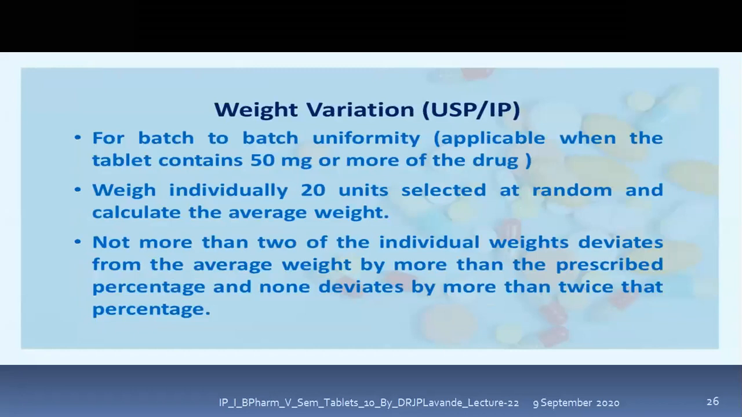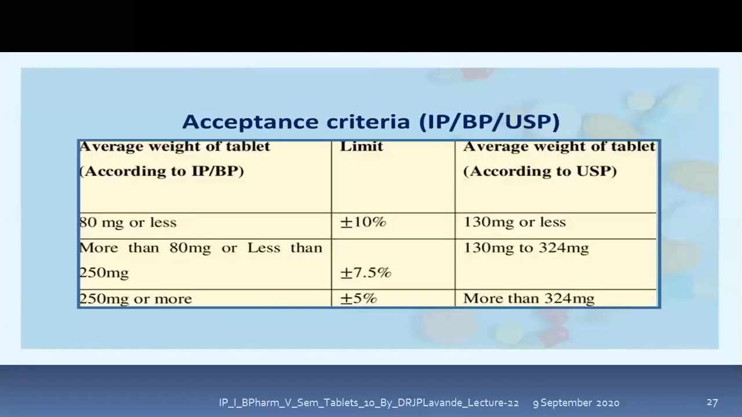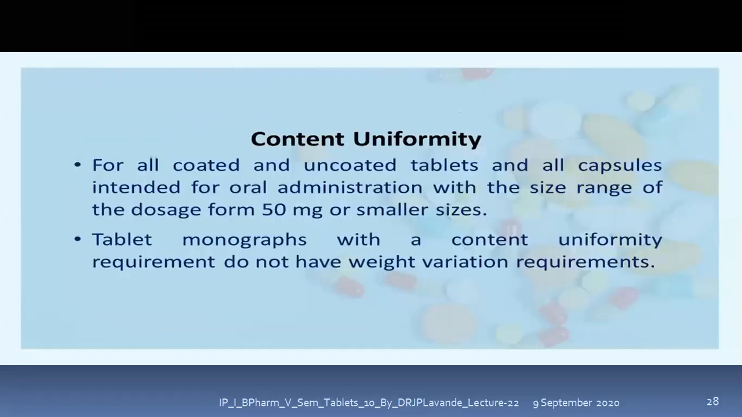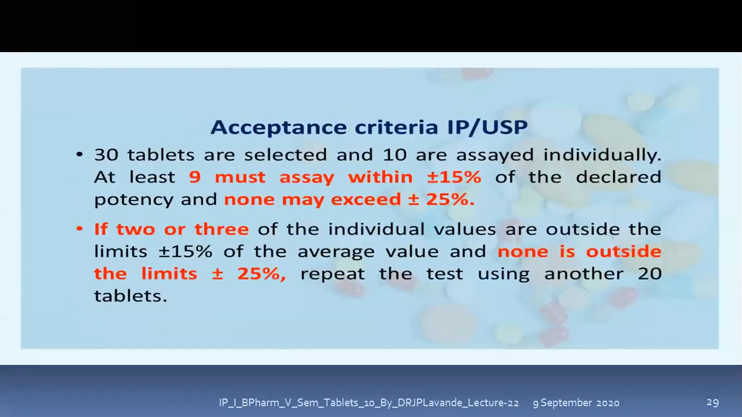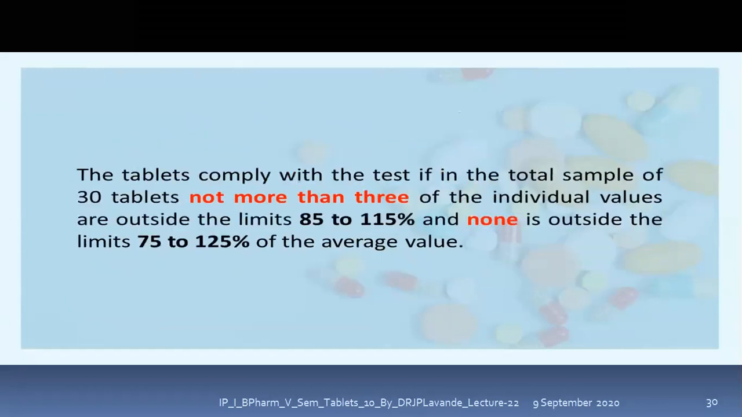Later, we had gone through the weight variation test, how to perform the weight variation test and what the acceptance criteria is for the weight variation test. After weight variation, we had gone through the content uniformity. So the dissolution test, disintegration test, content uniformity, and weight variation, all these are the official tests. So this is the acceptance criteria for the weight variation test.